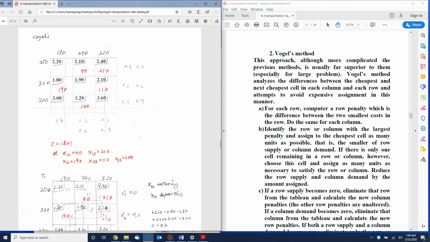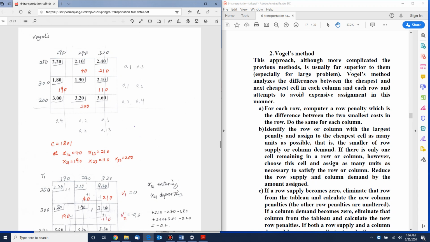So we first calculate the difference between these two cheapest prices, and that difference is 0.1. So we denote 0.1 on the right side, in just that row, right? Then we move to the next row. The next row's cheapest one is 1.8 and the next one is 1.9. So the difference between them is 0.1.